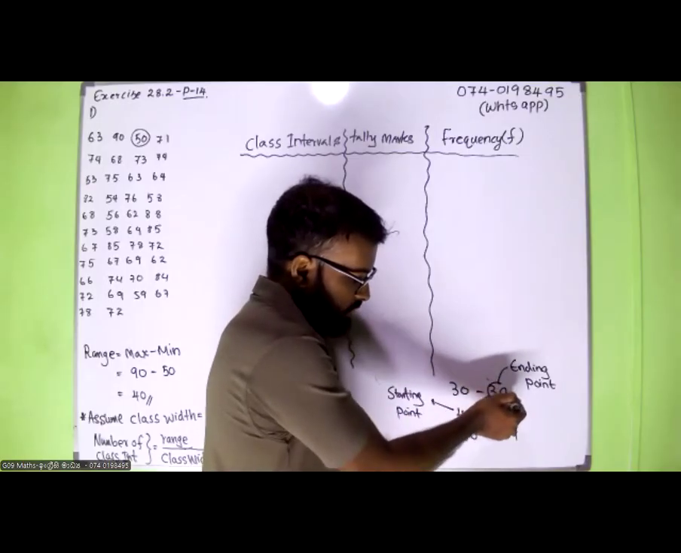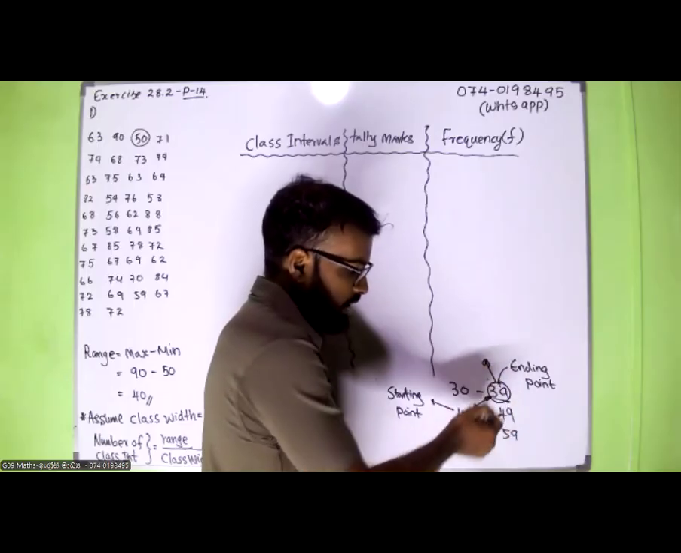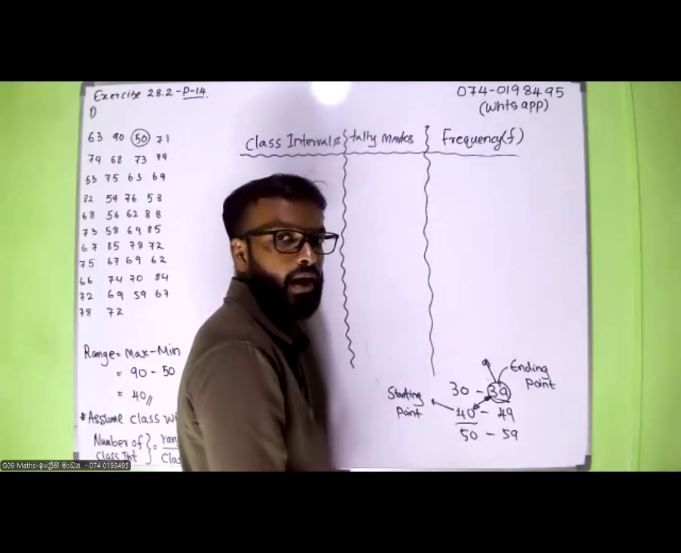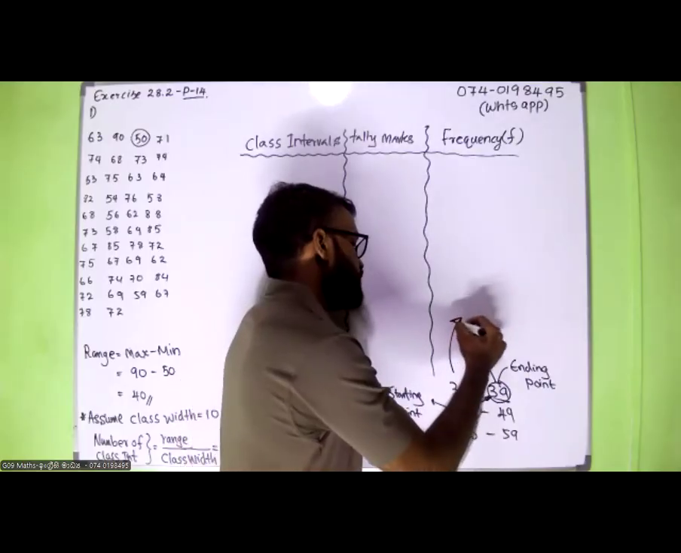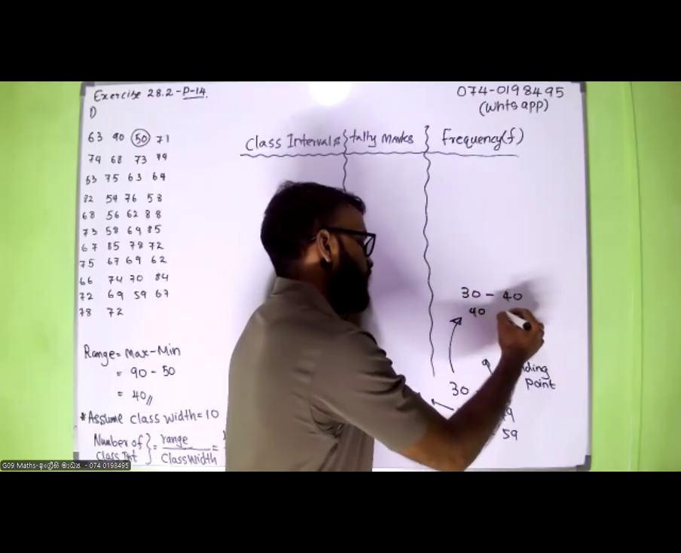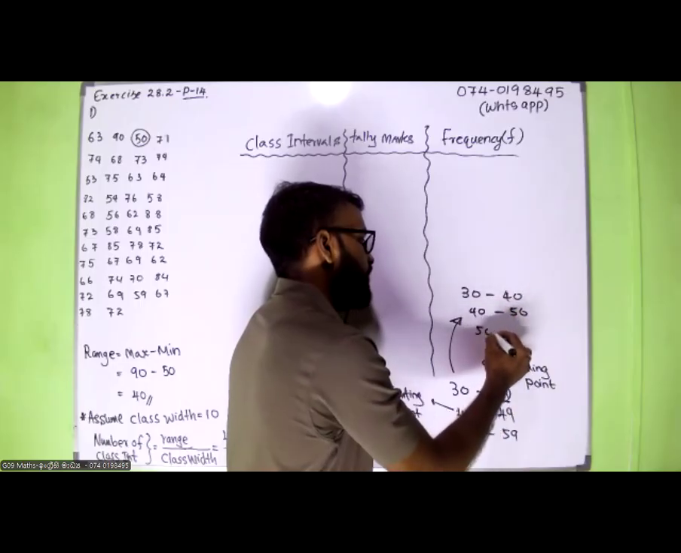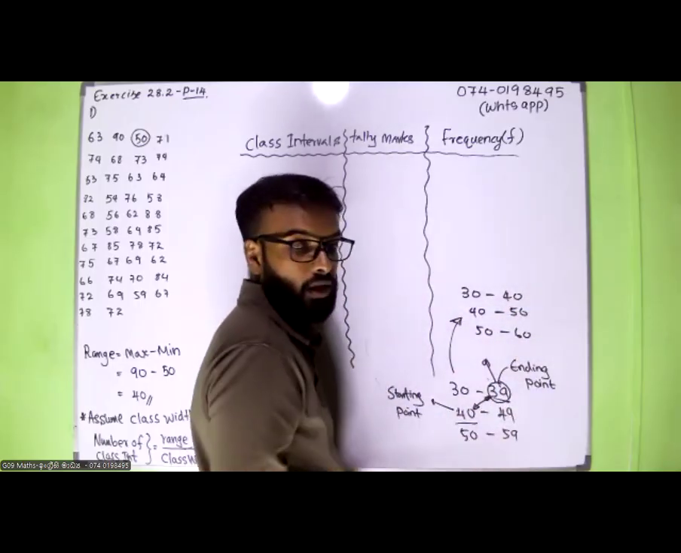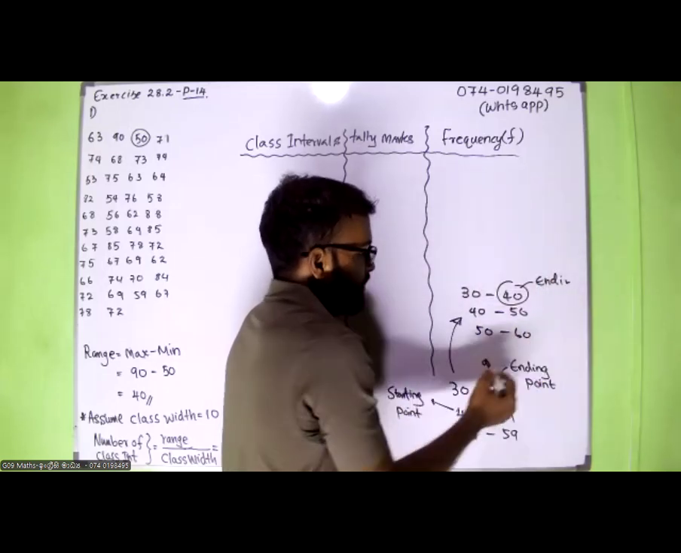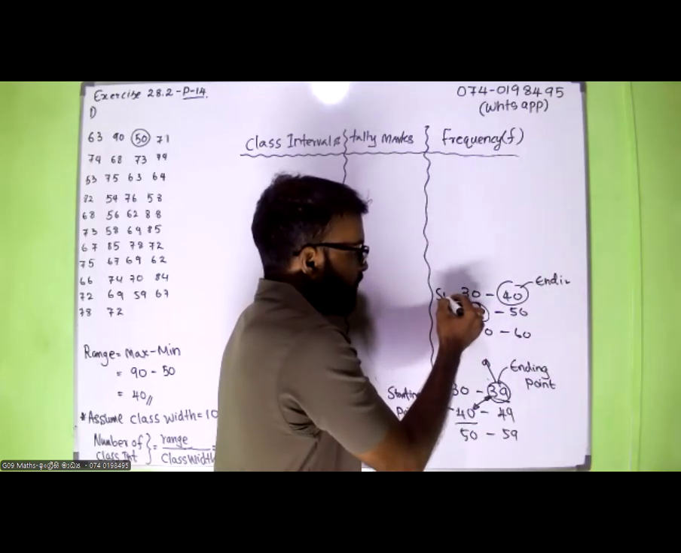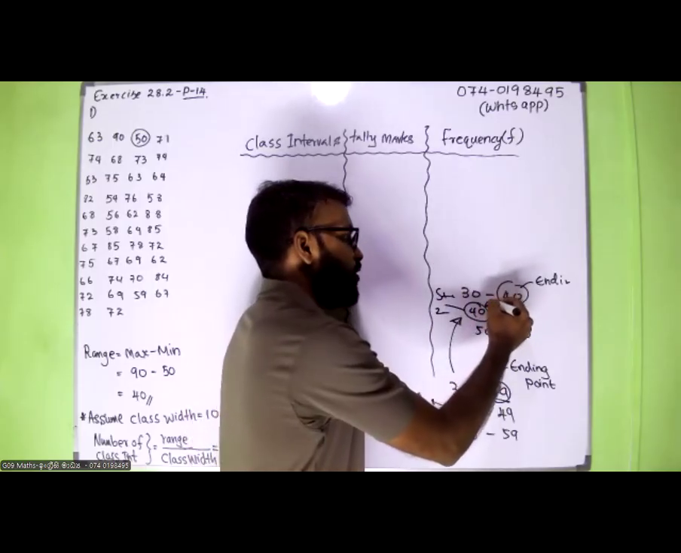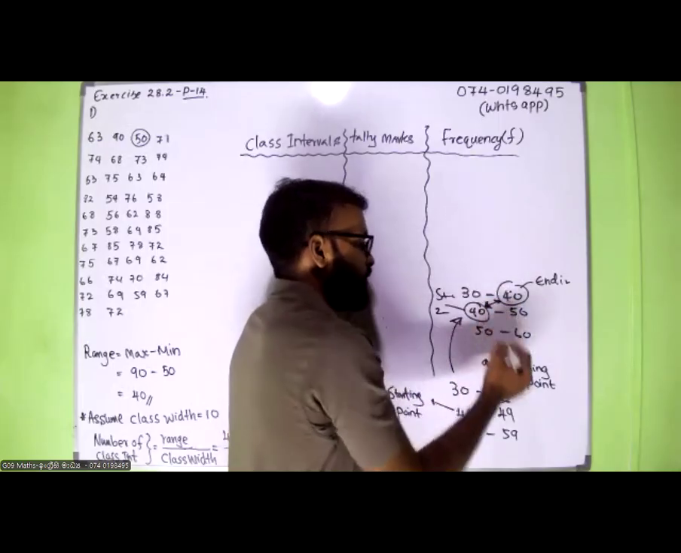This is the ending point, and this ends with 39 and starting with 40. There is a gap. One minute gap. So how do we close this? 30, 40, 40, 50, 50, 60. The way is the ending point of the first class interval is the starting point of the second class interval. No gap is there. 40, 40.